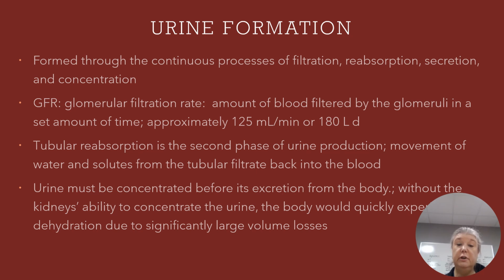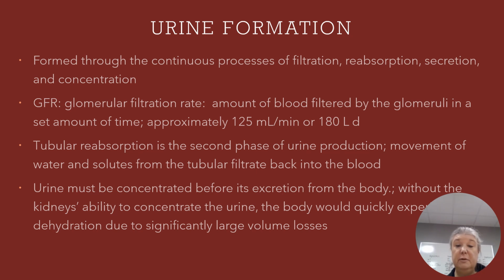Urine formation. Urine is formed through the continuous processes of filtration, reabsorption, secretion, and concentration. The amount of blood filtered by the glomeruli in a set amount of time is the GFR. So the GFR is how much blood is passing through them in a set amount of time. Okay, it's approximately, should be around 125 mils per minute. This rate of filtration results in an average of 180 liters of filtrate per day. Per day. Isn't that crazy?